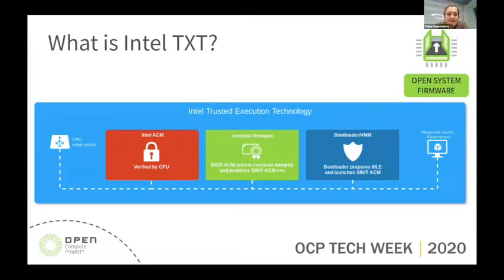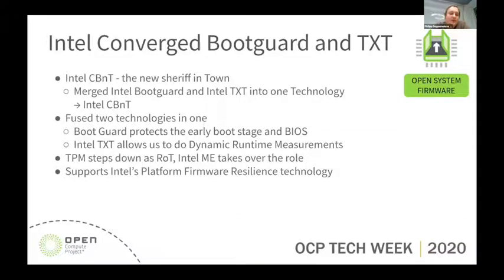This is the legacy implementation. Now, with Intel converged Bootguard and TXT technology, both technologies are merged into one. That means that Bootguard itself protects the early boot stage and the BIOS, and the Intel TXT allows us to do dynamic runtime measurements. Also, the TPM, which is used before in the legacy TXT implementation as root of trust, steps down, and Intel ME takes over.